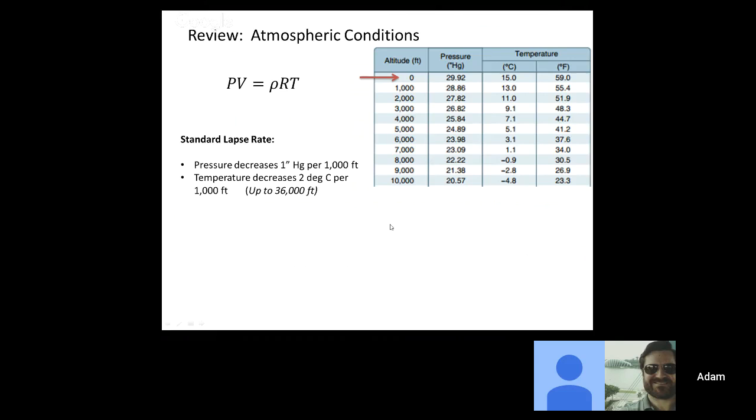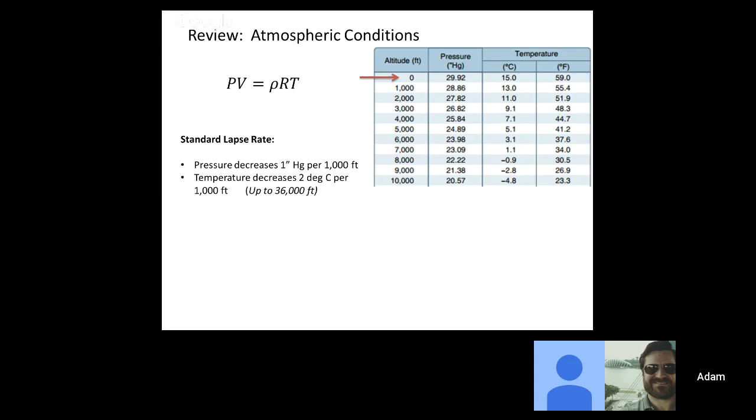I'm going to clear a couple definitions here, which are going to be critical to understanding performance calculations. Standard lapse rate, you guys heard that definition when I posted that Slack question. There's a couple different lapse rates that you can use. There's a dry lapse rate, a wet lapse rate, and in-between lapse rates. When it comes to aircraft performance planning, we use what's called the standard lapse rate. That is an assumption that pressure decreases 1 inch of mercury per 1,000 feet, and that temperature decreases 2 degrees centigrade per 1,000 feet, up to 36,000 feet.